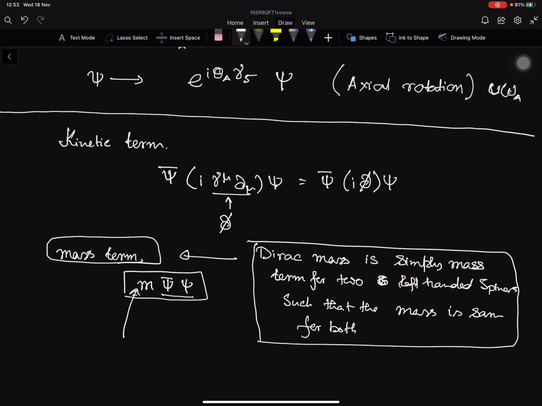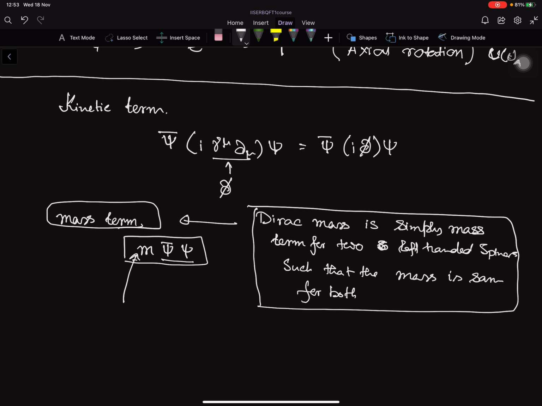Then you remember that the mass term had a U1 symmetry. In this case, the U1 symmetry is the vector U1, but note it is not invariant under the axial U1. This is consistent because we already discussed that the Dirac mass term has only one U1 symmetry. So in the 4-component notation we also expect only one U1 symmetry, and this is what happens in this case.